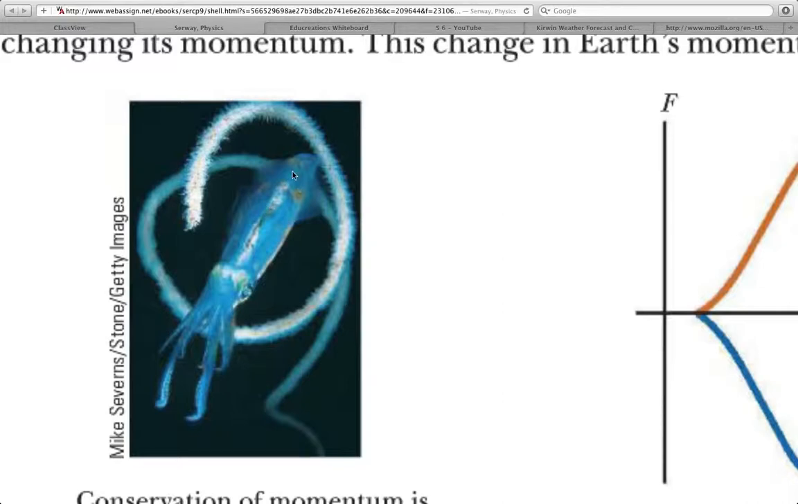But then it contracts these muscles up in here and squirts that water out backwards. Well, now the water has backwards momentum. And the total system has backwards momentum, even though when you started you had zero momentum. And so to cancel that out, or to conserve that momentum, the squid has to move forward. And that's exactly what happens. As the water moves backwards, the squid moves forward. And that's true of rockets and jet airplanes and many other systems that use this idea of propulsion by accelerating one object or accelerating one mass, usually some kind of gas or liquid, and causing the other mass in the system to accelerate in the opposite direction.